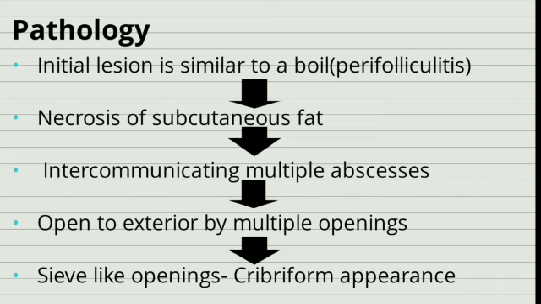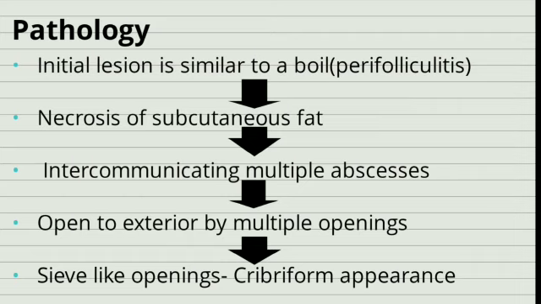Initially, the lesion is very similar to a boil. What is a boil? A boil is something very commonly seen. It's a painful pus-filled bump in the skin, and it is usually caused by inflamed hair follicles. So initially it looks like a boil, and then there is necrosis of subcutaneous fat. After the necrosis of subcutaneous fat, there are multiple intercommunicating abscesses, and these abscesses will open into the exterior through multiple openings, giving a sieve-like appearance. And this sieve-like appearance is called cribriform appearance.